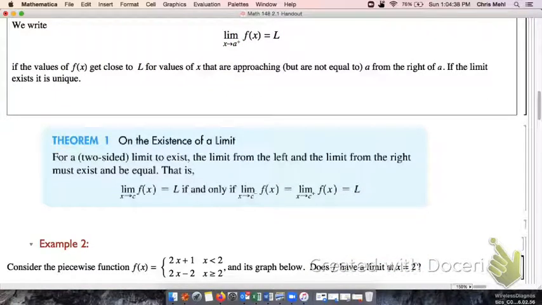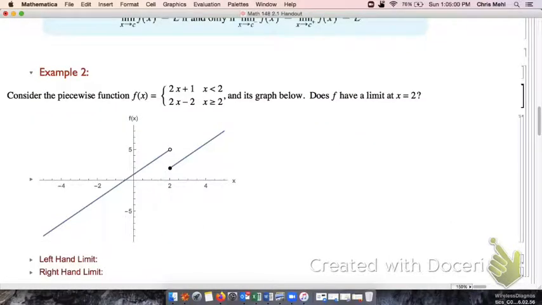So a two-sided or normal limit exists. For a two-sided limit to exist, the limit from the left and the limit from the right must exist and be equal. So I'm saying the limit equals L if and only if the right and left-hand limits are equal and also equal L. Okay, so example 2.